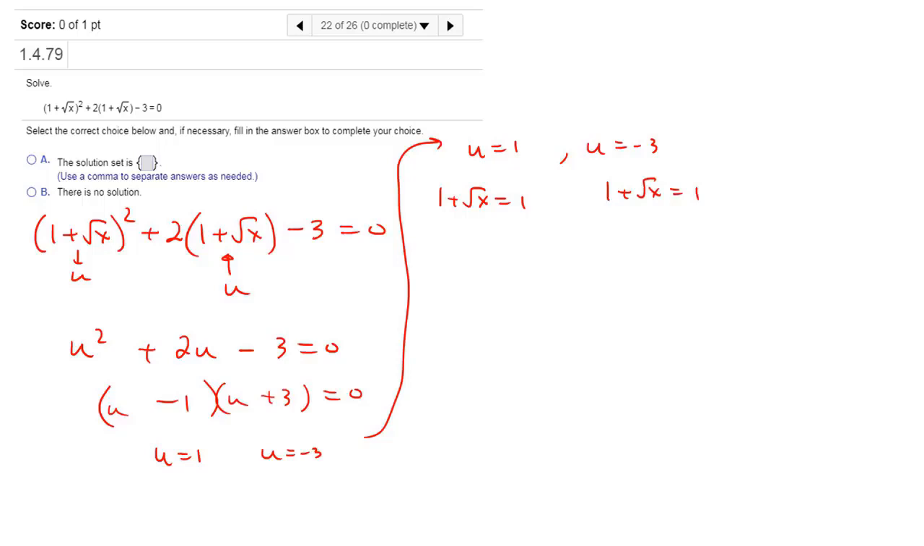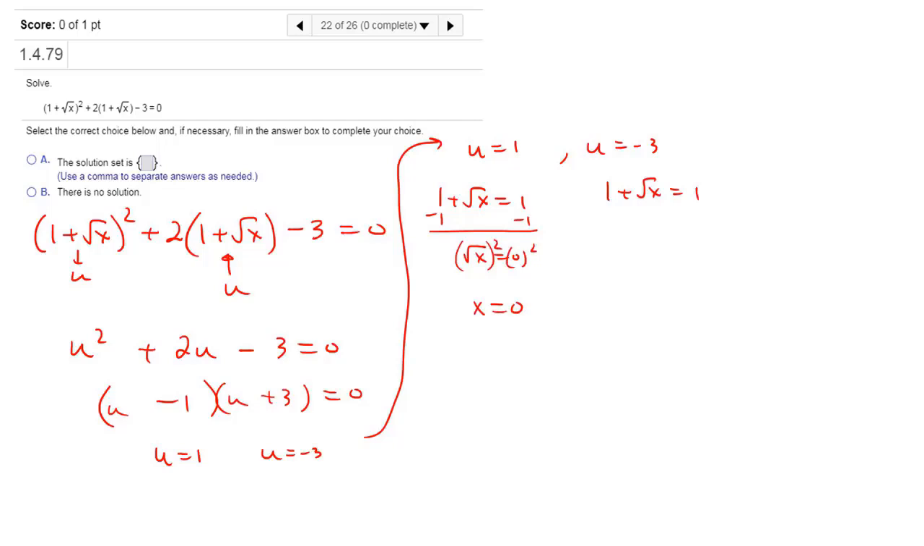Now there's actually a little bit more to solve over here. Solve this one. If you subtract both sides here, you get the square root of x is equal to 0. And then guess what we're going to have to do again? We're going to have to square. So you get x is equal to 0.